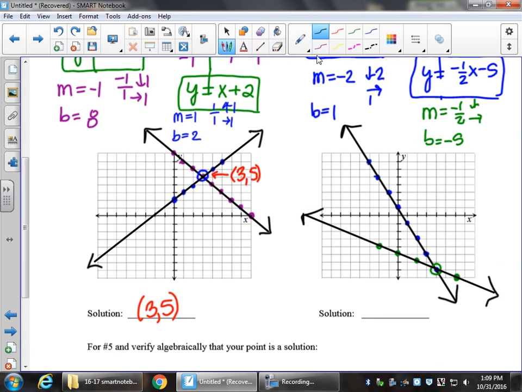To count the point of intersection, we start at our origin. We go left or right first. So I go right. 1, 2, 3, 4. And then down. 1, 2, 3, 4, 5. Ooh, let me try. 1, 2, 3, 4, 5, 6, 7. 4, negative 7 is what I got for that point of intersection.